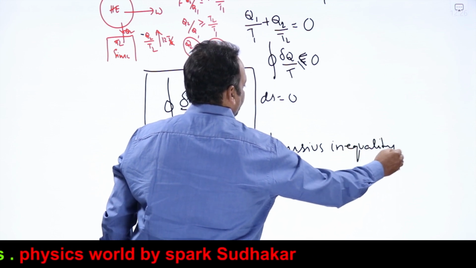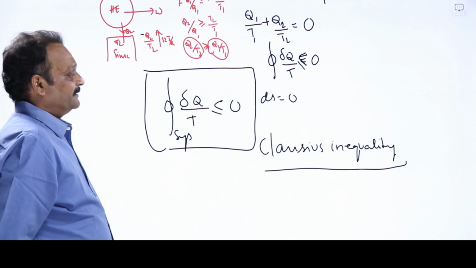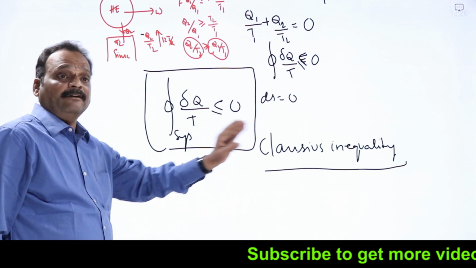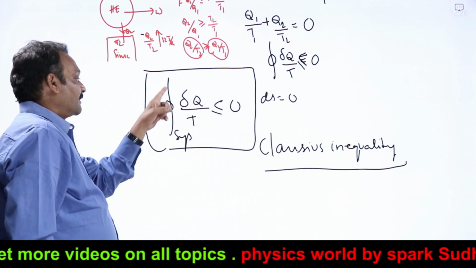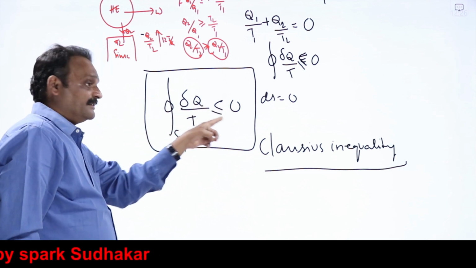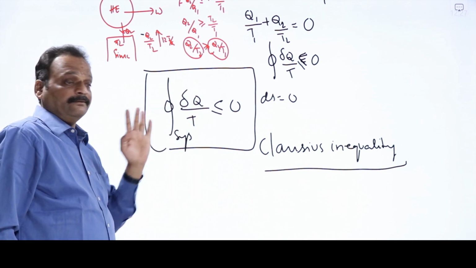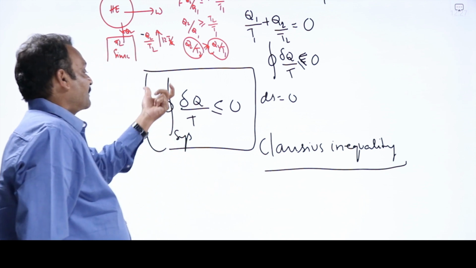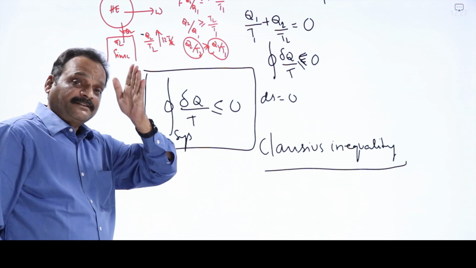This is an important point from the examination's point of view. In many exams, the question on Clausius inequality has appeared. According to the Clausius inequality, is circular integral delta Q by T always equal to 0, greater than or equal to 0, or less than or equal to 0? It is less than or equal to 0, remember, not greater than or equal to. This is called the Clausius inequality. Circular integral delta Q by T equal to 0 for a system is known as the Clausius theorem.